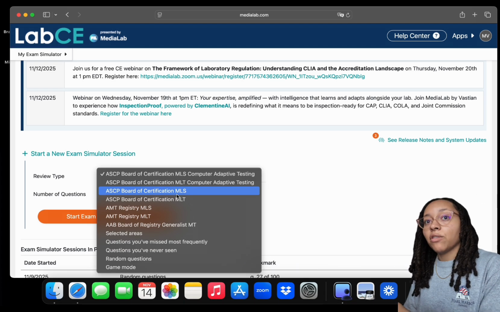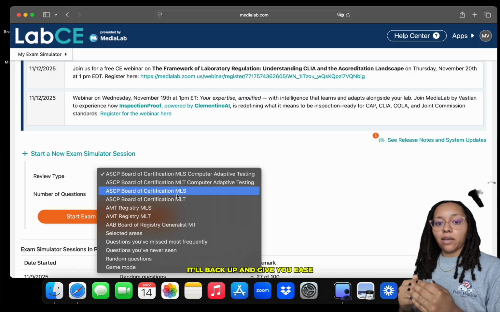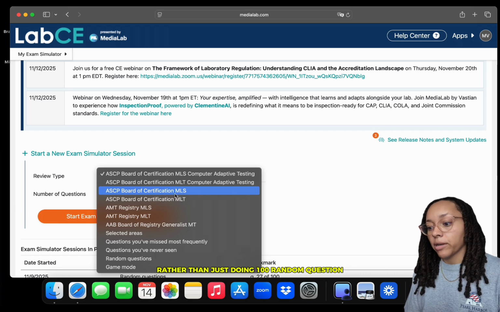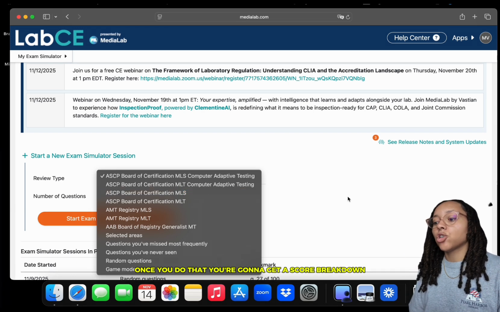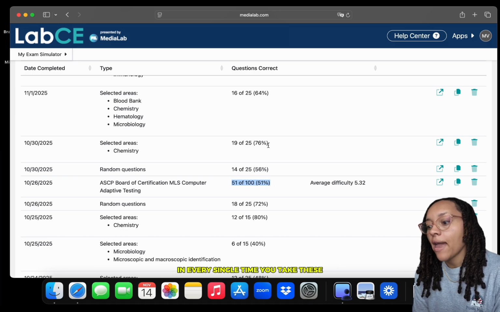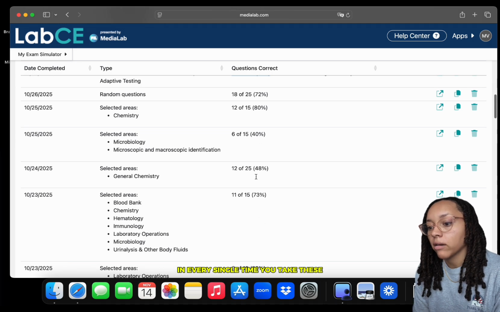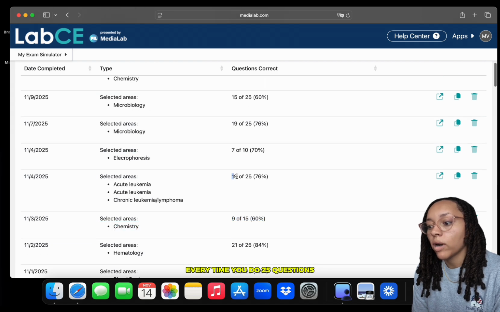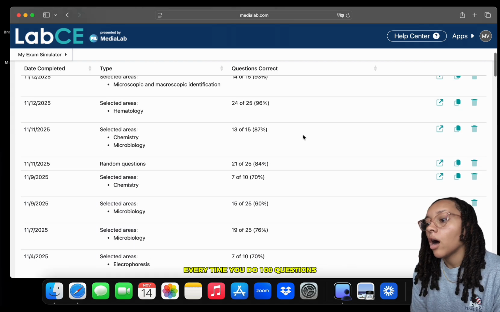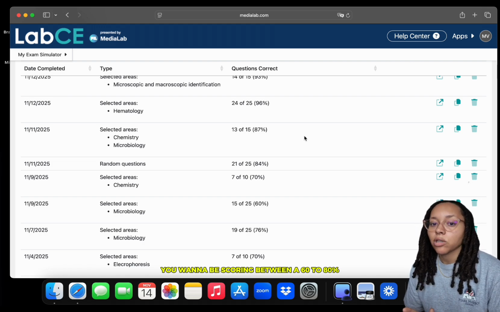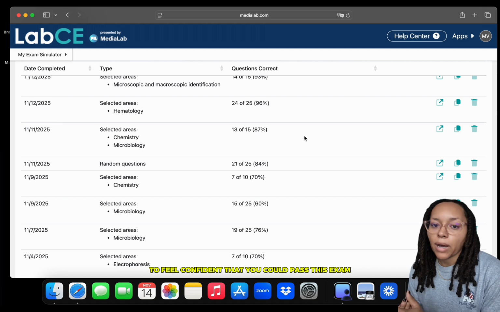And then as you get them incorrect, it'll back up and give you easier ones. So that's why we want to see what you're scoring on a real full-length exam, rather than just doing 100 random questions. Once you do that, you're going to get a score breakdown. We want to be scoring between a 60 to 80% every single time you take these. Every time you do 15 questions, every time you do 25 questions, every time you do 100 questions, you want to be scoring between a 60 to 80% to feel confident that you could pass this exam.